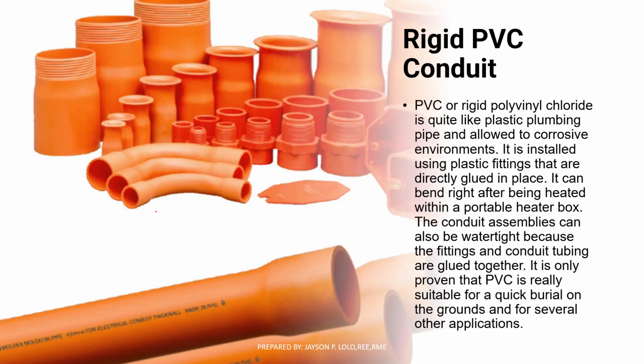Okay, this is the most common conduit of all time. Even though you don't have any background in electrical materials, this is the most common. PVC, or rigid polyvinyl chloride, is quite like plastic plumbing pipe and is allowed in corrosive environments. It is also applicable for embedded use or can be used underground, just like concrete materials.